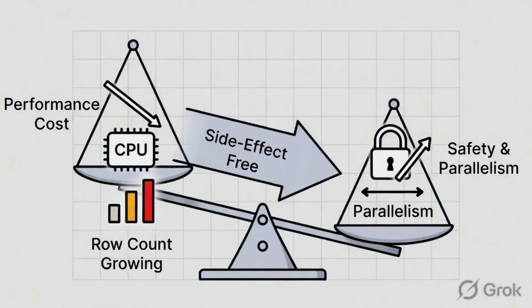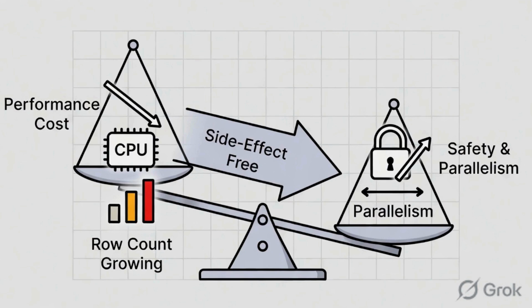Look at this balance scale. It captures the core trade-off with calculated columns in KQL. On the left pan, performance cost, CPU icon plus those growing row count bars. Every calculated column costs CPU per row. The more rows you process, the heavier this side gets. On the right pan, safety and parallelism, lock icon and parallel arrows.